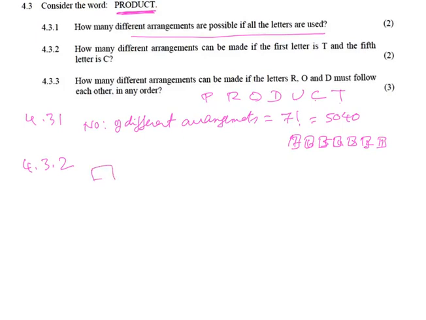Now what I'll do here is again draw these 7 boxes denoting 7 options, because there are 7 letters. The first letter has to be T, so I have fixed it. I have no choice. And the fifth letter, so 2, 3, 4, 5. The fifth letter is C. I don't have a choice. The fifth letter has to be C. Here my C is fixed, and I don't have a choice. Therefore, there's one choice.